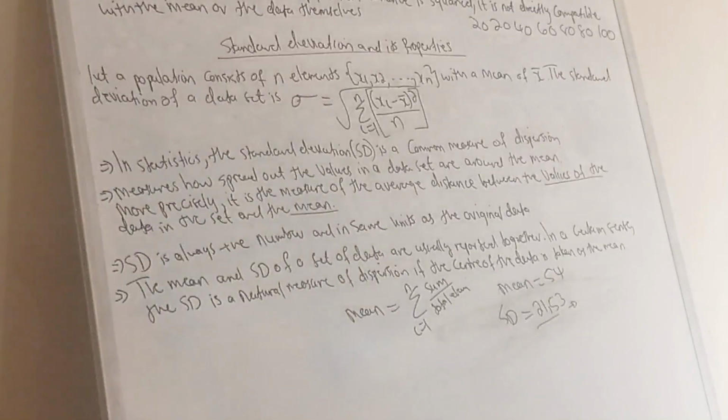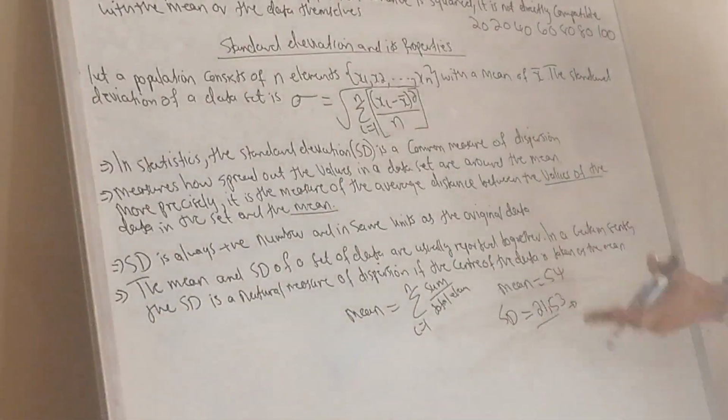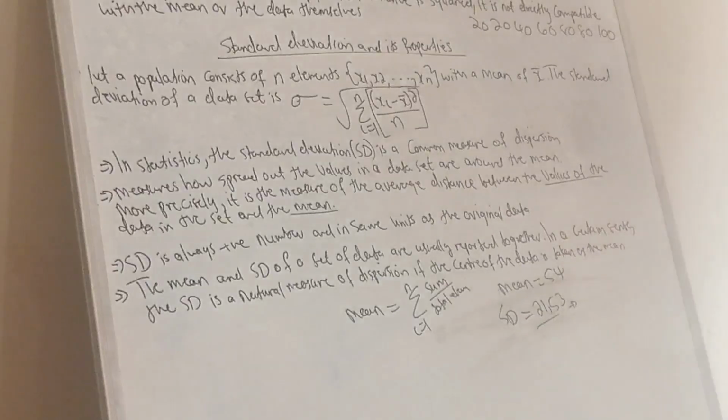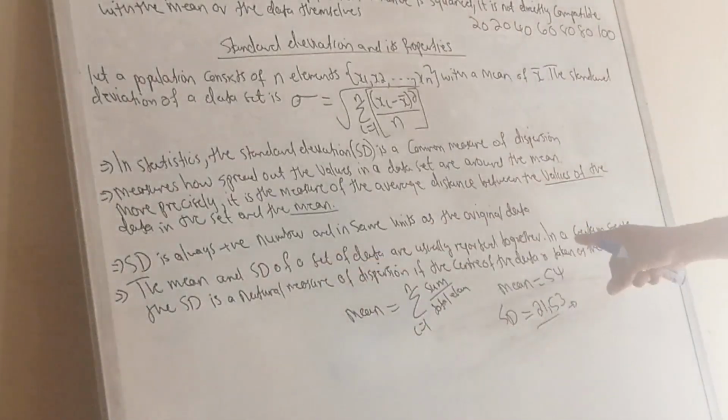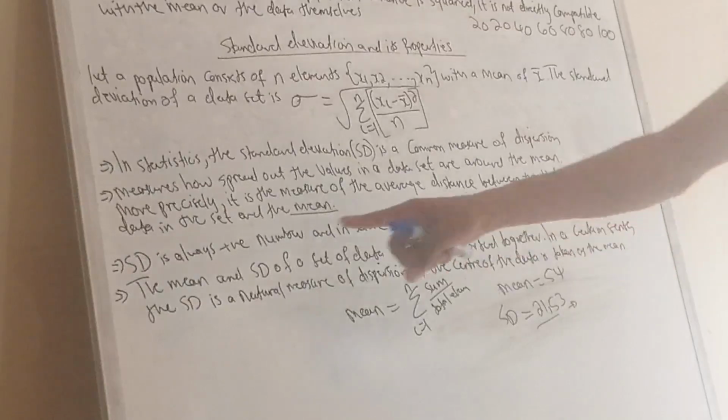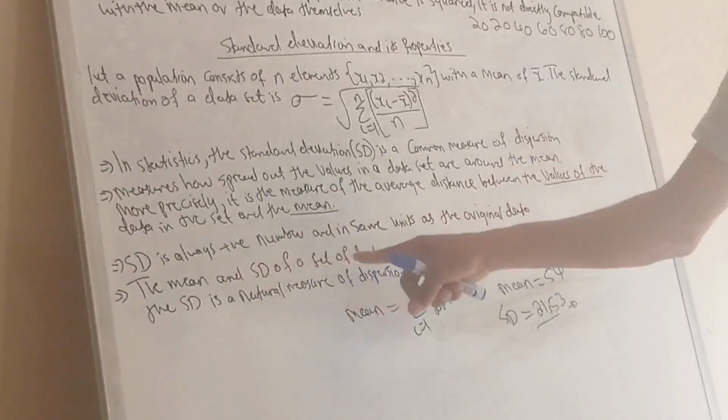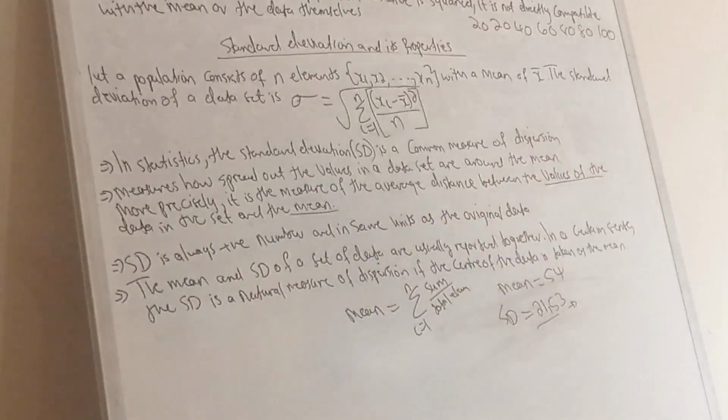Now, why should we always report the mean whenever we report a standard deviation? In a certain sense, the mean and the standard deviation of a set of data are usually reported together.